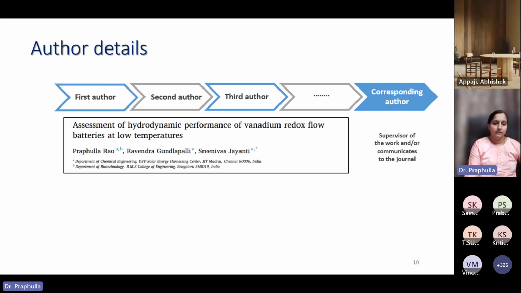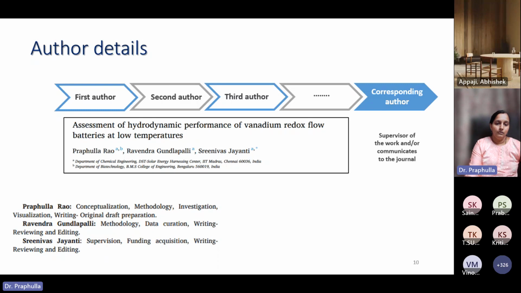I will just explain it further. Here we declared in the paper who did what. Praphulla Rao did conceptualization, methodology, investigation, visualization, and writing the original draft. Ravindra Gundlapalli helped in methodology, data curation, and writing, reviewing and editing. Srinivas Jayanti sir supervised the entire work. He supported with funds which he got from the government, and the writing, reviewing, editing. This way we need to declare the contribution of every author.